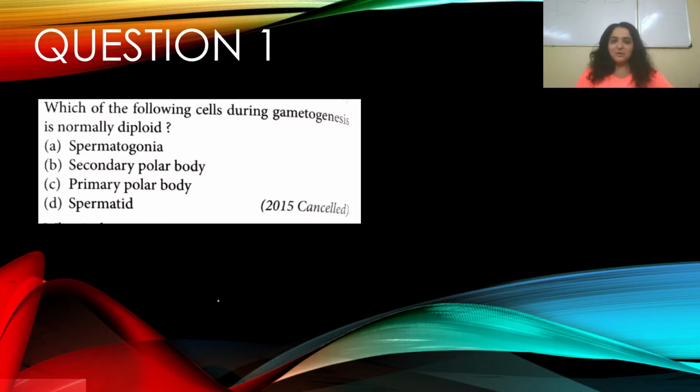Okay, so question number 1. Which of the following cells during gametogenesis is normally diploid? This appeared in 2015. So let's go through our options. A. Spermatogonia. B. Secondary polar body. C. Primary polar body. And D. Spermatid. Which of the following cells during gametogenesis are normally diploid? That means 2N, they have 46 chromosomes in them.